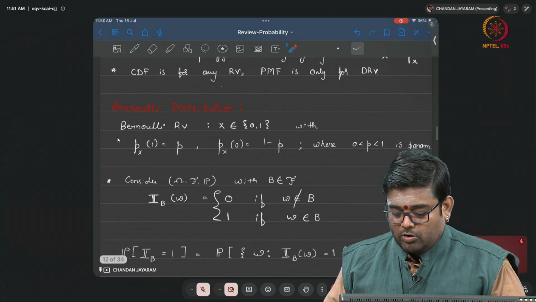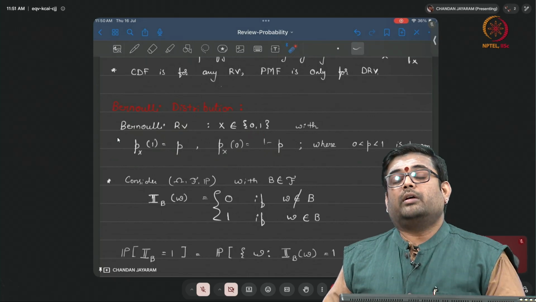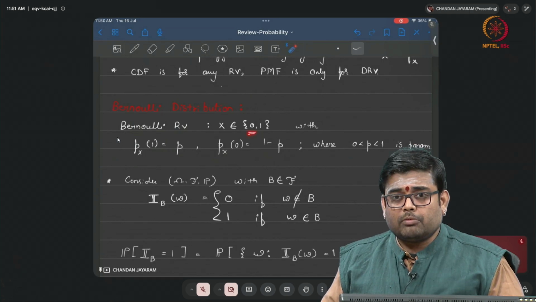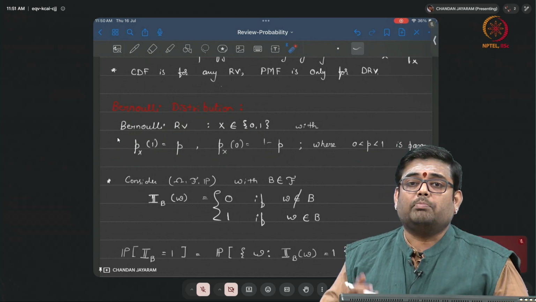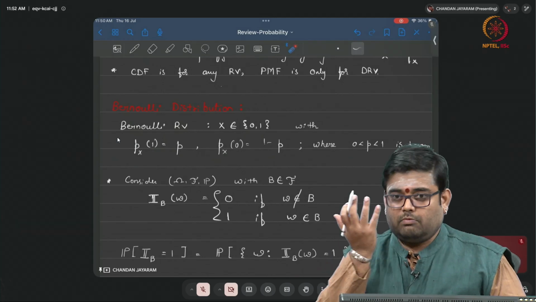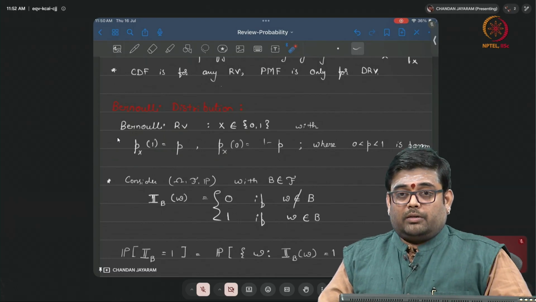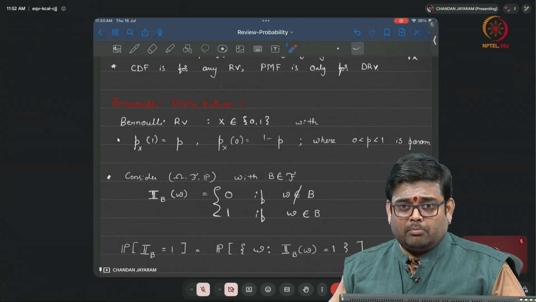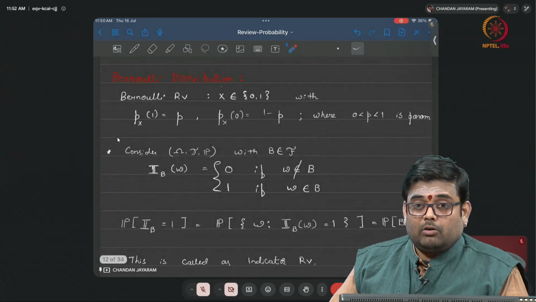Now you can think of 0 as tail and 1 as head, or you can think of X as a test, where you perform some test and the person is passing or failing the test, or some disease. One bad thing that all of us remember is COVID: you perform a COVID test, and what is the probability of success or failure, and so on, okay. We can model all these experiments like that, okay. So this is the idea of a Bernoulli random variable.